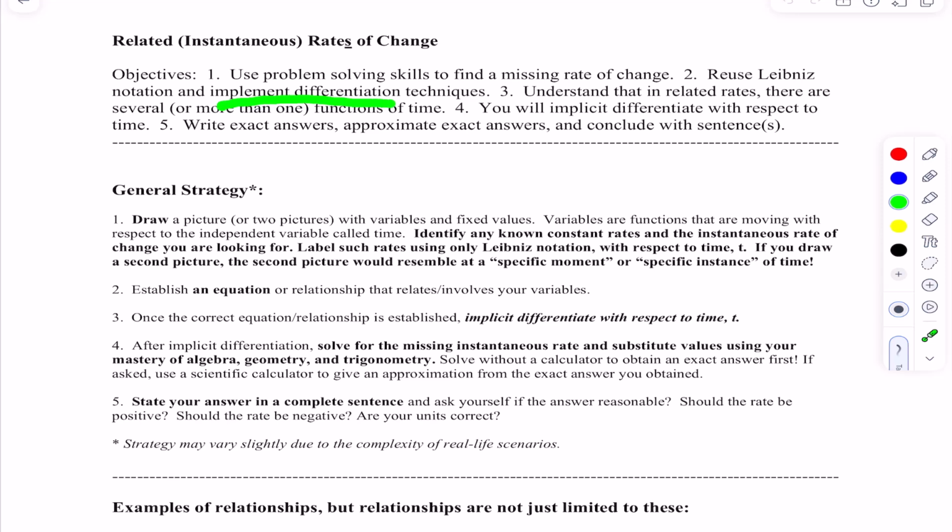We're going to need implicit differentiation techniques. We're going to implicitly differentiate with respect to time, because in related rates, there is more than one function of time. We're going to need to write exact answers, and then as necessary, approximate those exact answers. We'll conclude with complete sentences.